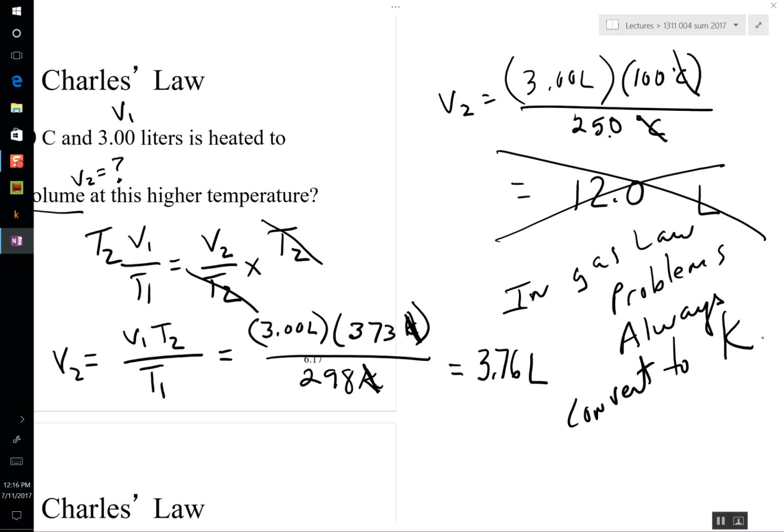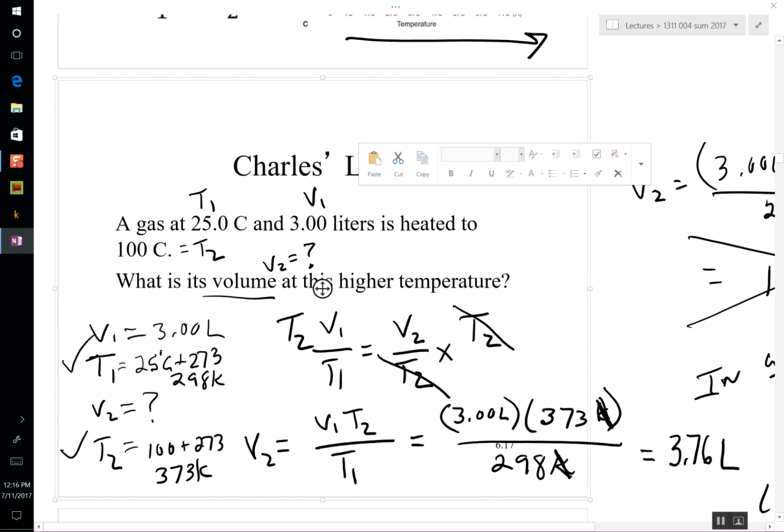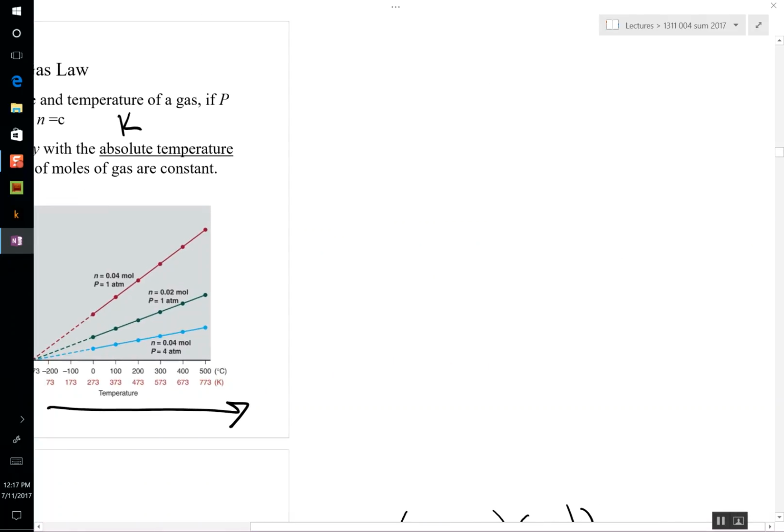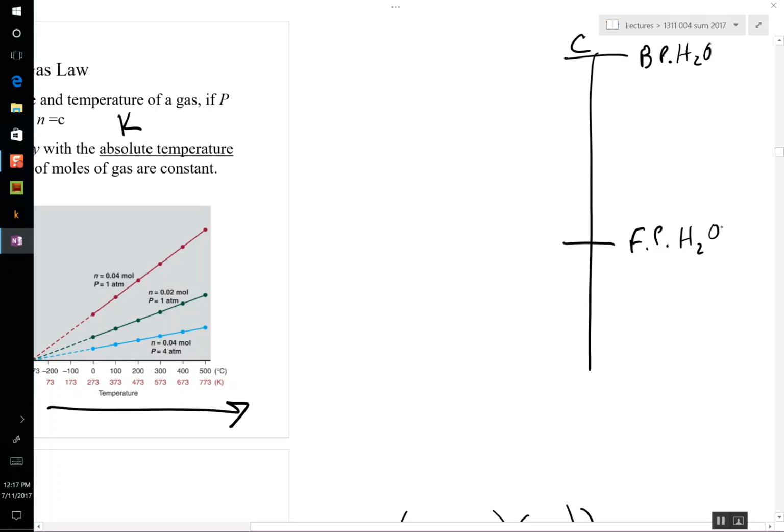Charles' law says that the volume varies directly with the absolute temperature. It spells it out in there. It doesn't just vary directly with temperature, it varies directly with Kelvin. And why is that? Because centigrade's reference points are the boiling point of water and the freezing point of water. That is how a centigrade thermometer is constructed. What is the absolute temperature?